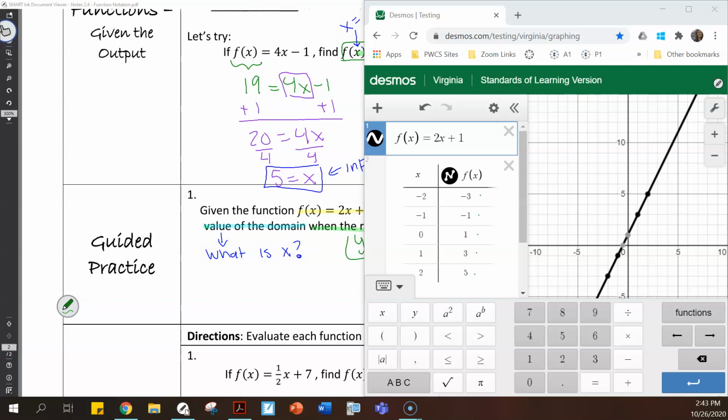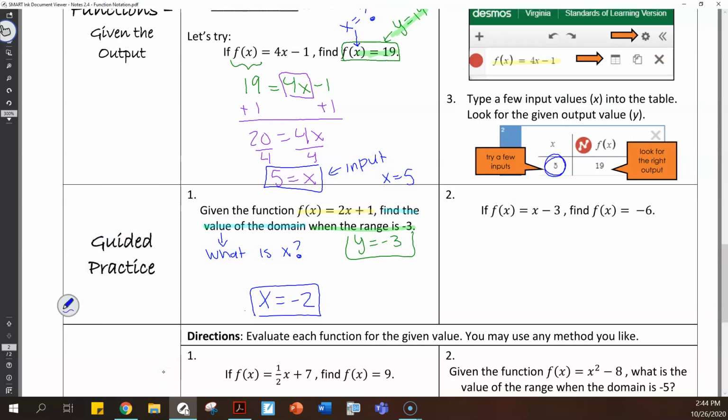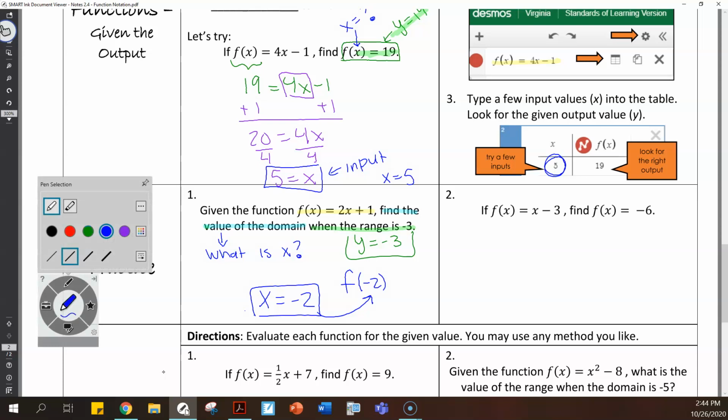So I'm looking for where y is negative 3. Well, fortunately, this one already has negative 3 on my table. I'm looking for where y, the range, equals negative 3. That's what I'm looking for. I find it right here. The x value with that is negative 2. So in this case, x equals negative 2. Okay. You may also see this written as f of negative 2. Remember, that's my input value, equals negative 3 as my output value. Okay. In this one, they gave us y. We were looking for x.